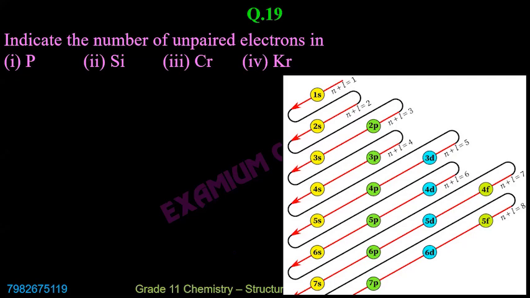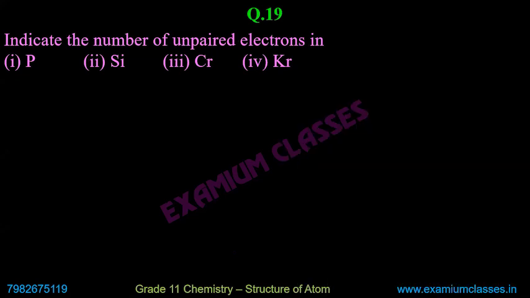Next one, indicate the number of unpaired electrons in phosphorus, silicon, chromium, and krypton. For that, obviously, you need to know their atomic numbers: 15, 14, 24, and krypton is a noble gas. So you can directly write, if you want, that as krypton is a noble gas, it will not have any unpaired electrons.